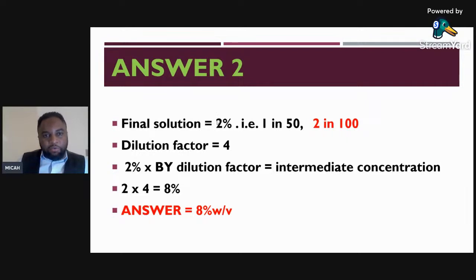The dilution factor is 4. The question says it was divided or diluted 1 in 4. So 4 is the dilution factor. So 2 times 4 is 8%.